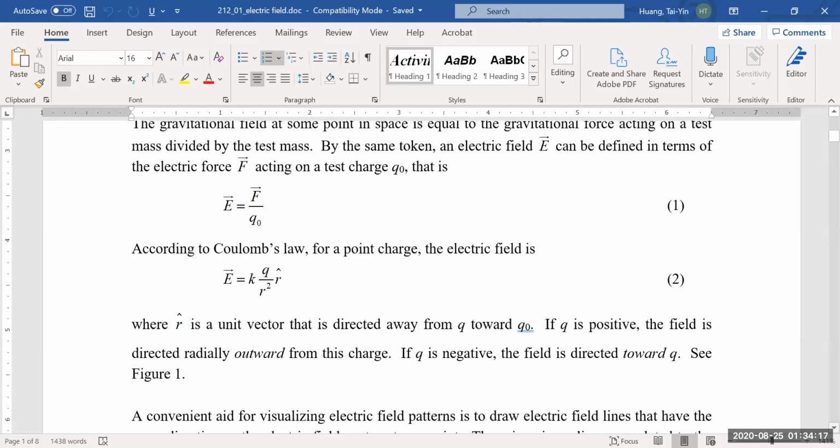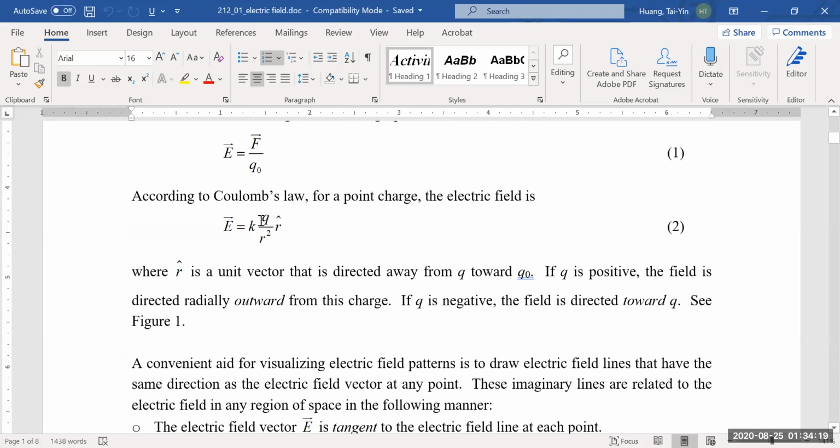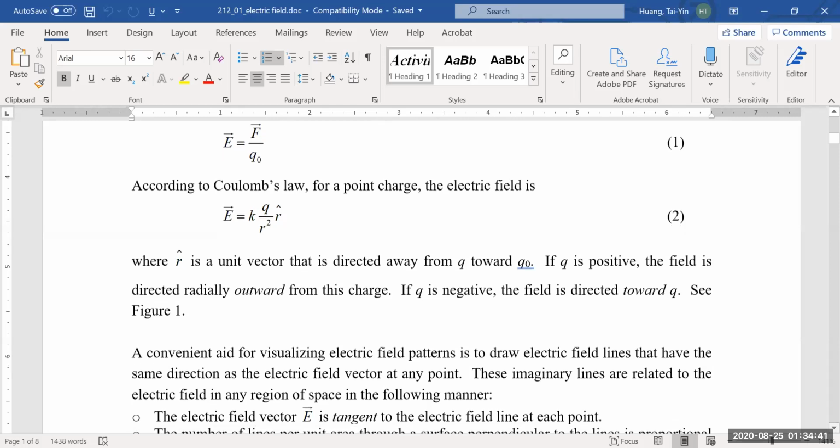Also, the charge does have a sign. So if this is a positive charge, it's going to produce an electric field that's pointing outward. If the charge is negative, it's going to produce an electric field that is pointing inward. Okay, so that's a difference between a point charge, whether it's positive or negative. The directions of the electric field will be different.